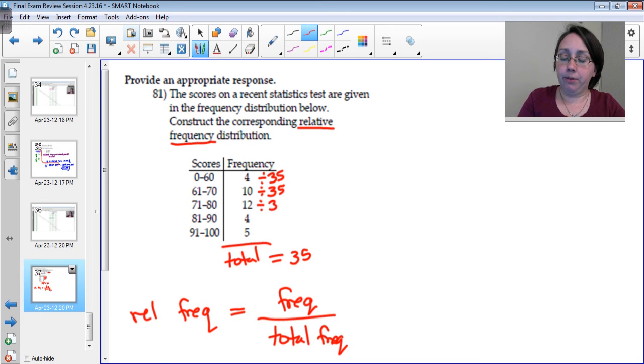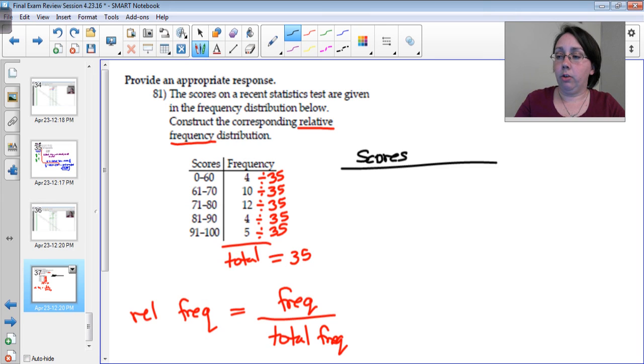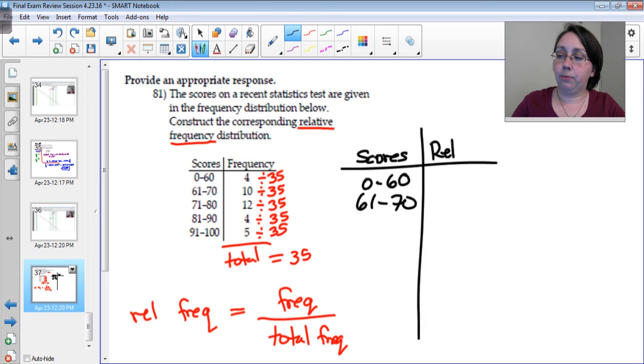Now, relative frequencies in the book were actually determined in two different ways. This would be one relative frequency. If you turn it into a percentage, that should also be acceptable. So relative frequency, we can give it as a decimal or a percentage, either way according to our book. So what you're going to do is simply build a new table. You're going to have your scores, 0 to 60, 61 to 70, and then you're going to write the relative frequency.